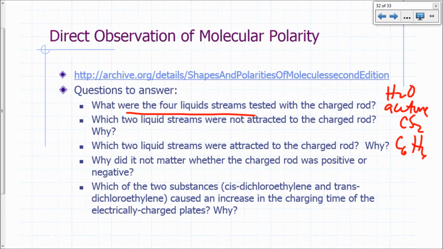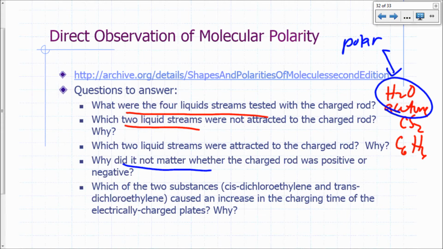So of the 4 liquids, which two liquids were attracted to the charged rod? Water and the acetone. Okay. Why were these attracted to the charged rod? Because they're polar. Okay. And why did it not matter whether the rod was positive or negative?